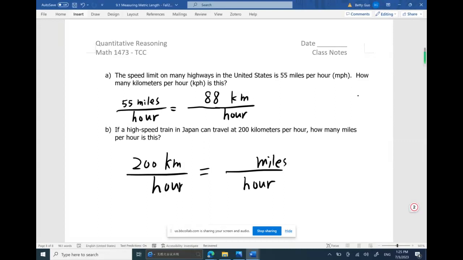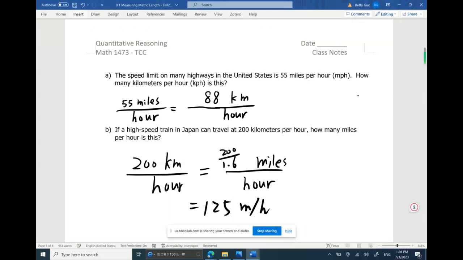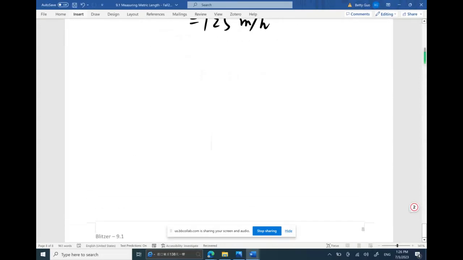Mile is a bigger unit, so we need a smaller number in front. This time we are going to divide by 1.6, all right? So 200 divided by 1.6, 125 miles per hour. That's the speed in miles per hour. Okay, let's continue. Oh, that's the last one.